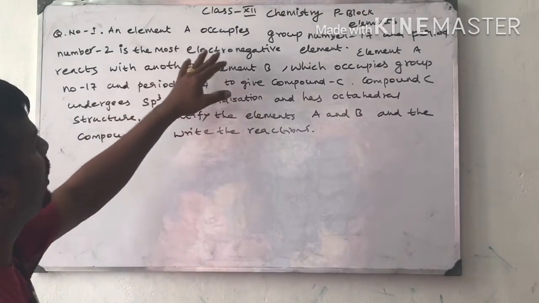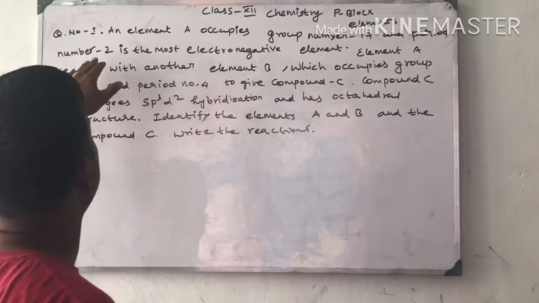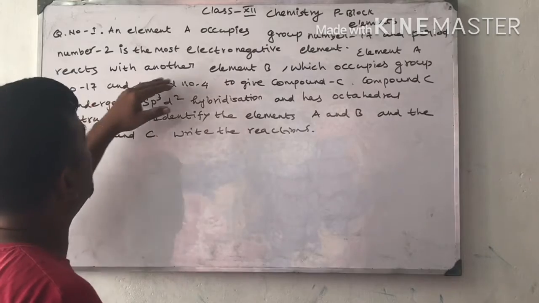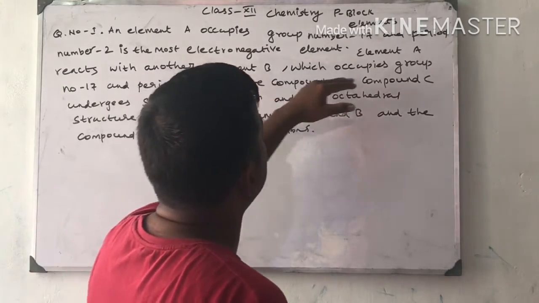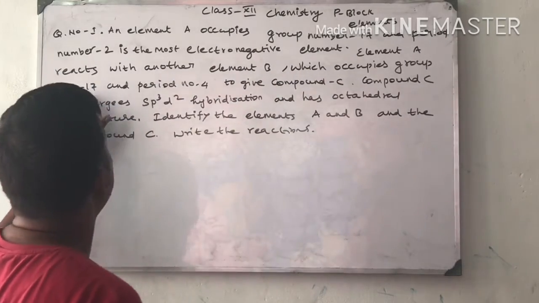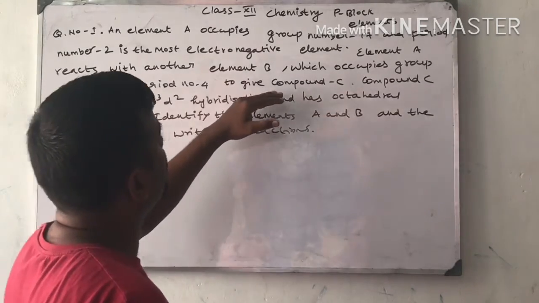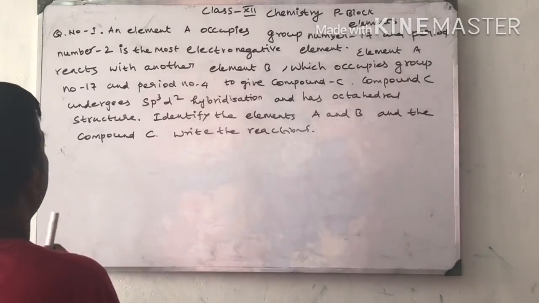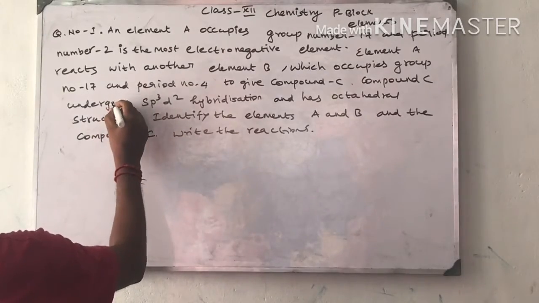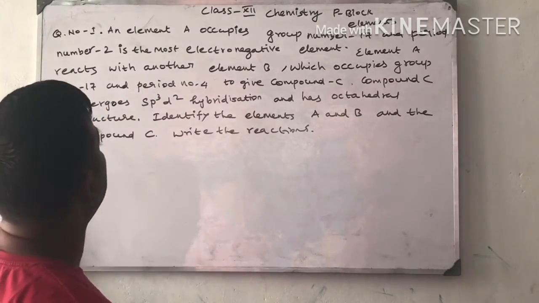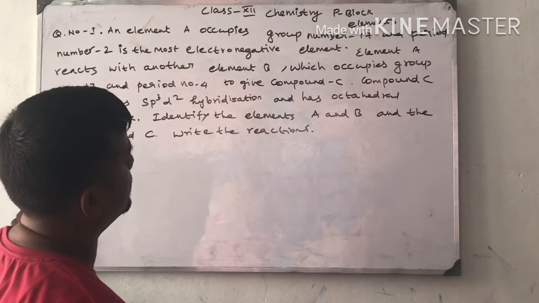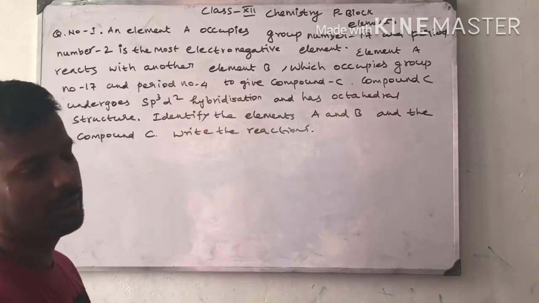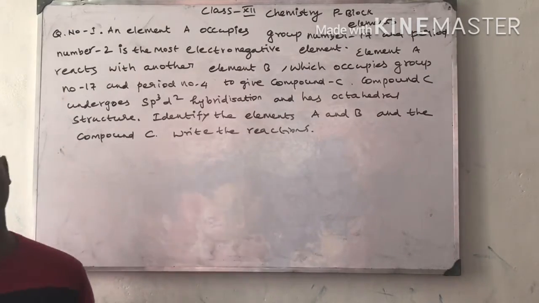An element A occupies group number 17 and period number 2 and is the most electronegative element. Element A reacts with another element B which occupies group number 17 and period number 4 to give compound C. Compound C undergoes sp3d2 hybridization and has octahedral structure. Identify A, B, C. This is the question asked.